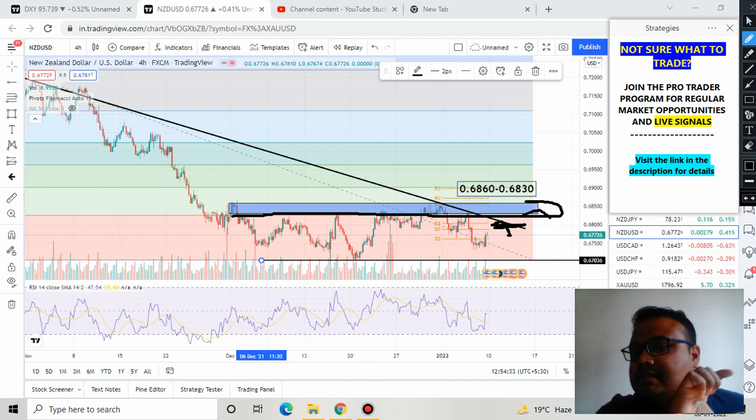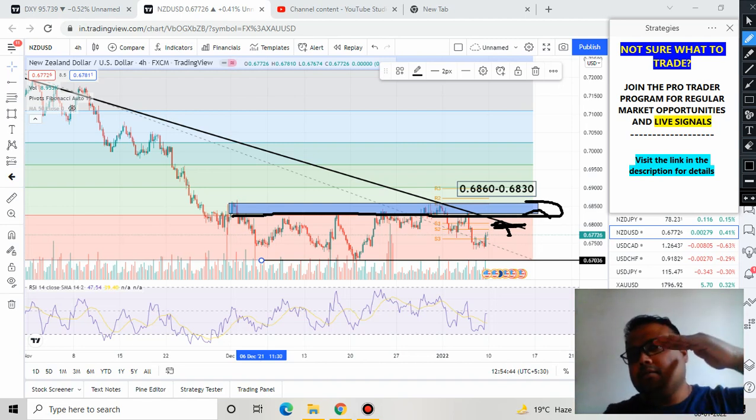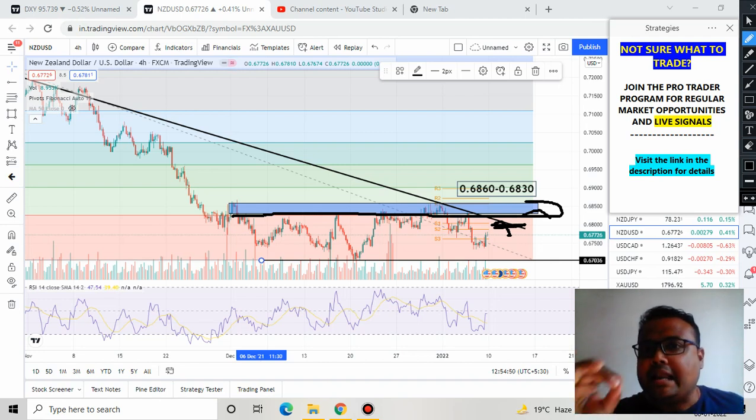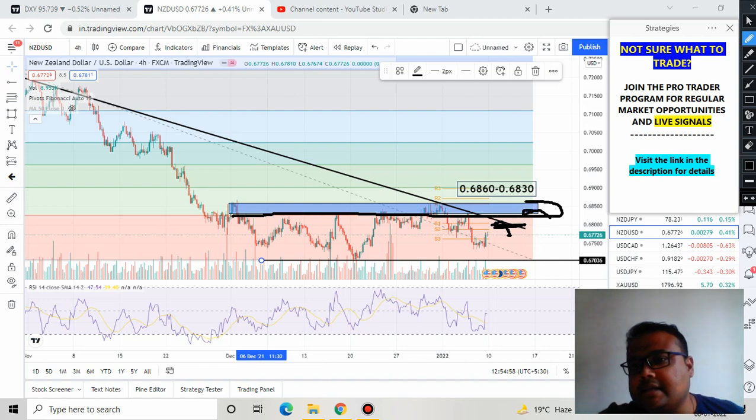And apart from the presence of sellers at this level, we also have the confirmation from the Fibonacci retracement. This is also a Fibonacci retracement level. So resistance plus Fibonacci, both factors make it a very important level, and there is a good possibility of market reversing from this level. If market reverses, definitely we can take a sell position at this level.